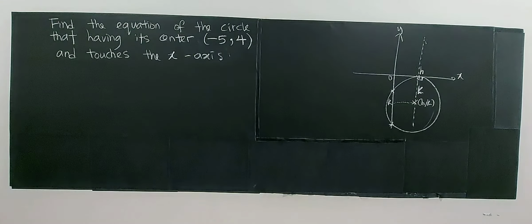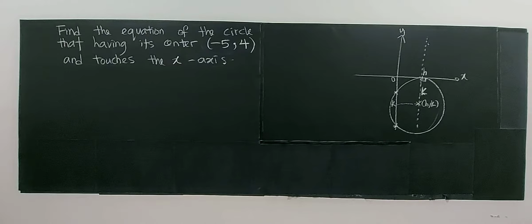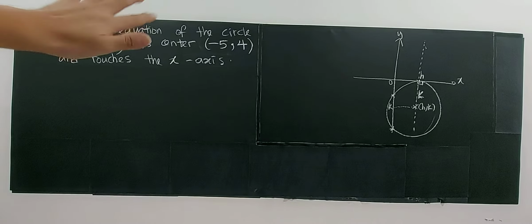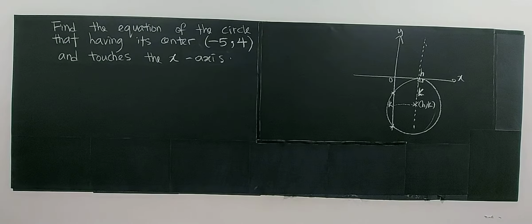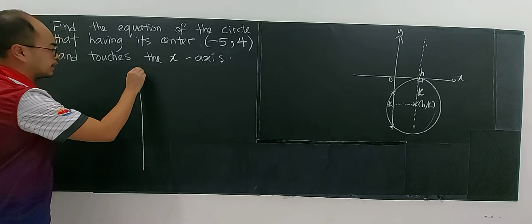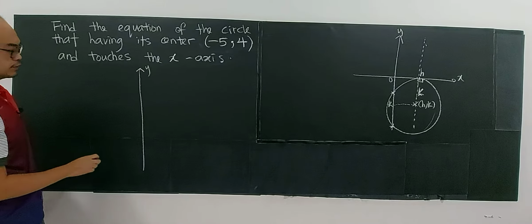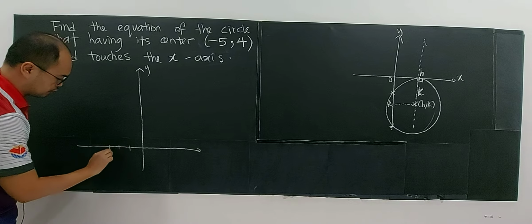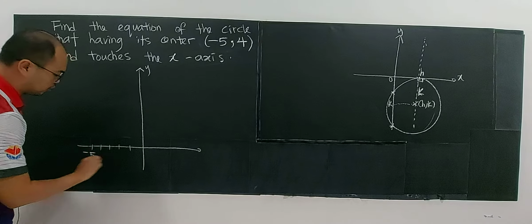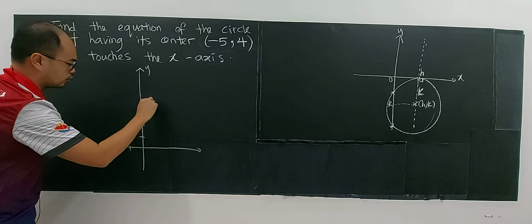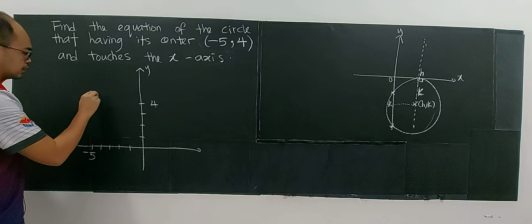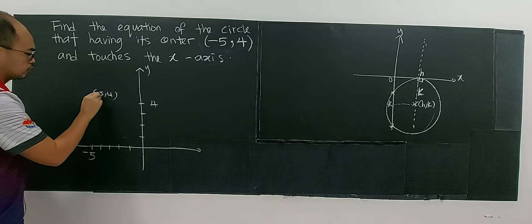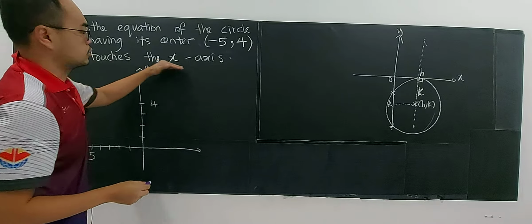So at first I need to sketch the diagram. I draw the center first, right? Locate the center. The center will be (-5, 4). (-5, 4) is around here. So -1, -2, -3, -4, -5, and 1, 2, 3, 4. So this is the center here, right? (-5, 4).